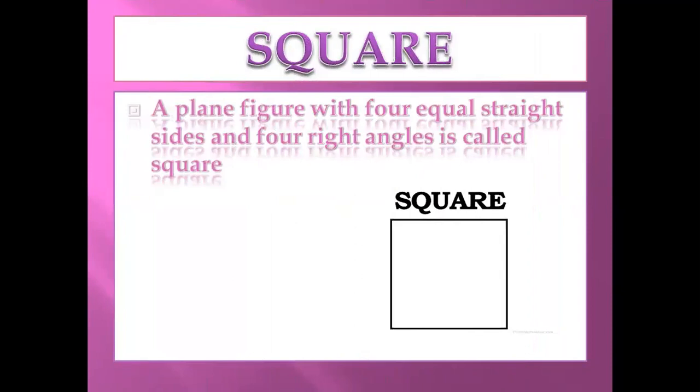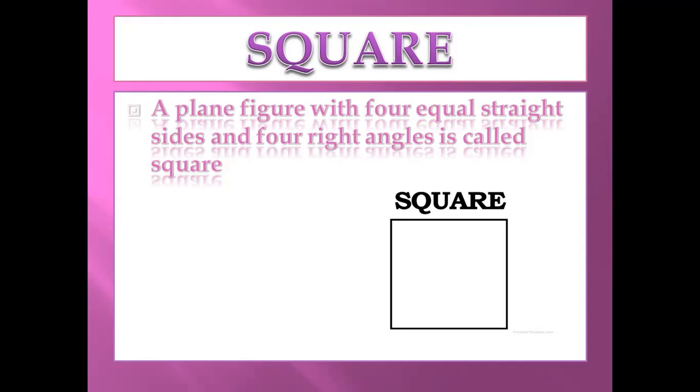In exercise 8.1 there are 12 questions. I give some questions for homework, and I did most of the questions for you. Question number 1 is about the square. Before starting this, I am telling you the definition of the square. All of you know which shape is called a square. A plane figure with 4 equal straight sides and 4 right angles is called a square. Also, in the square, all sides are equal.